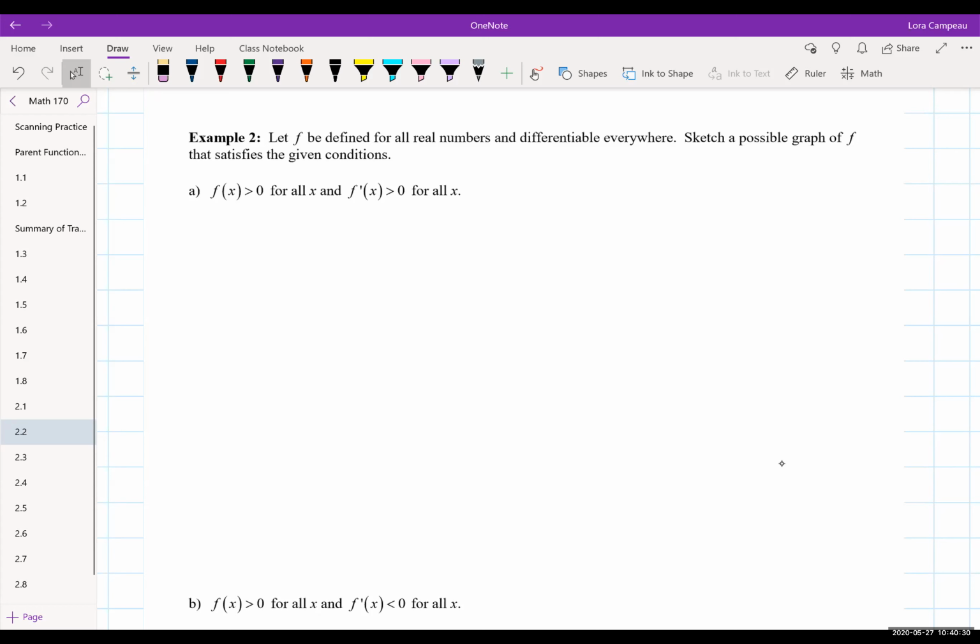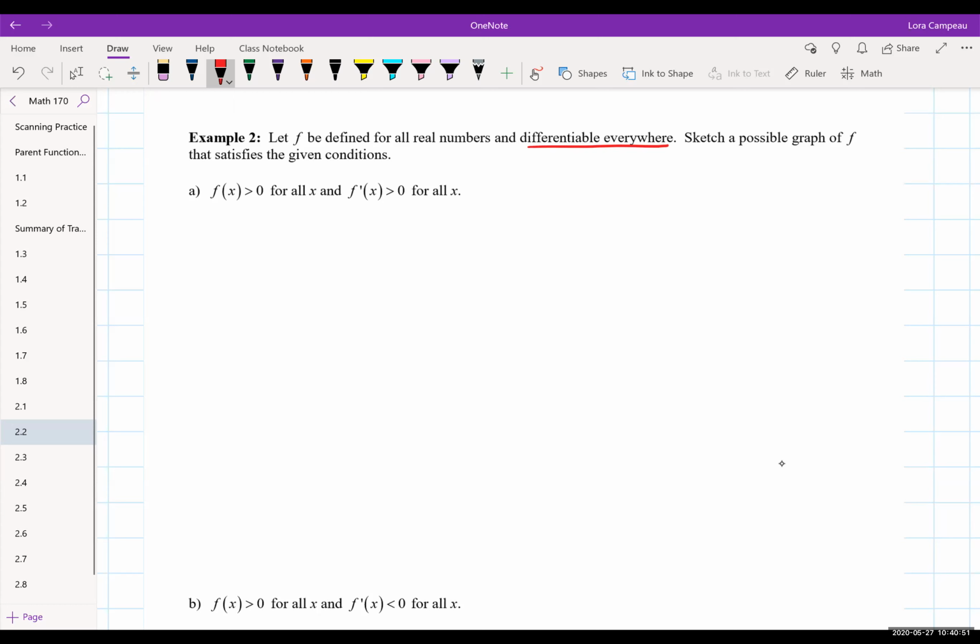conditions. Excuse me, it's getting late. So let's remind ourselves, if we are differentiable everywhere, that's going to give us hints about the graph being smooth and continuous, no corners.